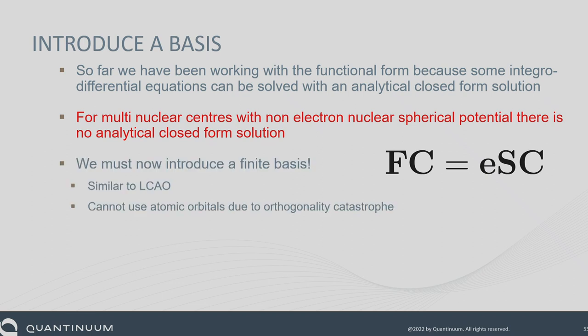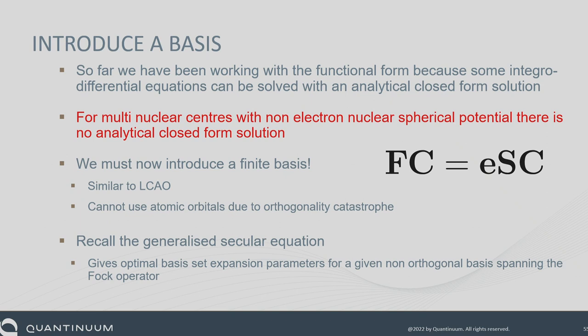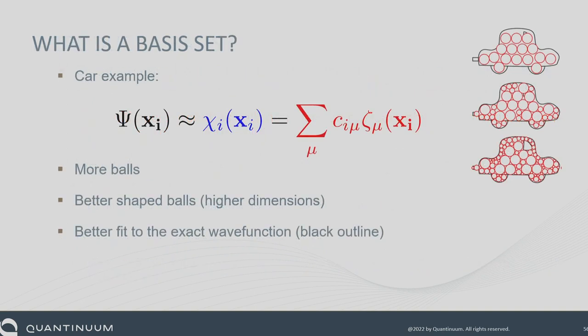So we introduce what's known as a finite basis. Now, as I said before, we can't use the linear combination of atomic orbitals due to numerical problems with orthogonality. But we can still use the ideas from the generalized secular equation. But the problem is we need to find a basis. So what is a basis?